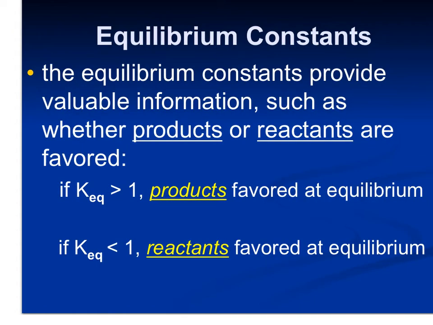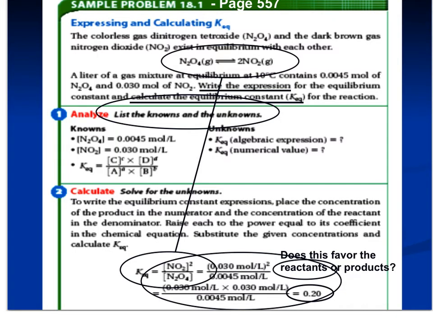As I mentioned, the KEQ value, or the equilibrium constant, can give us some information about whether the products or the reactants are going to be favored. If your KEQ value is greater than 1, the products will be favored. If your KEQ value is less than 1, your reactants will be favored. So here's one of those example problems. Go ahead and take a minute and look this over. We're looking at this equation here. They're telling us that we have a specific amount of our nitrogen dioxide and our dinitrogen tetraoxide.